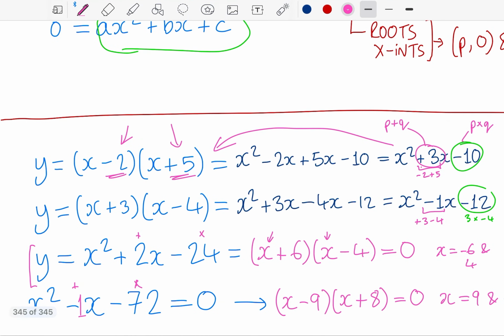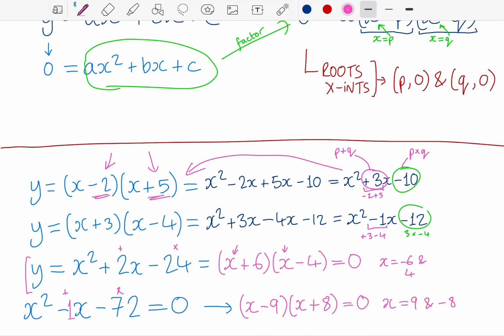So this topic goes a lot further, especially when you start adding in a number here or here. You can also look into how many roots there are or whether it's possible to factor a quadratic, but this is the basis for the rest of your factoring and solving by factoring and finding roots by factoring.